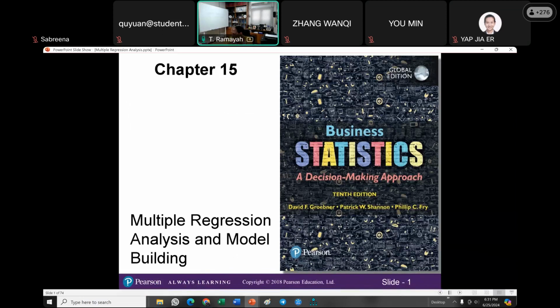Okay, so we have covered most of the analysis, and now the final analysis that we will cover is called multiple regression analysis. So in this chapter, we will cover the simple linear regression and also multiple linear regression. And in multiple linear regression, we will also look at how we can incorporate dummy variables in the regression. So those are the things we will be looking at in this topic.